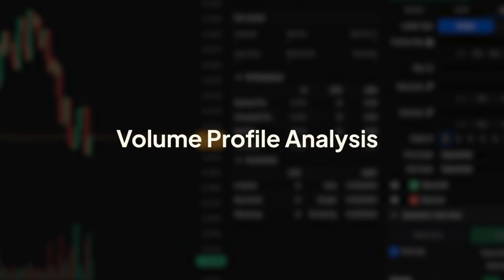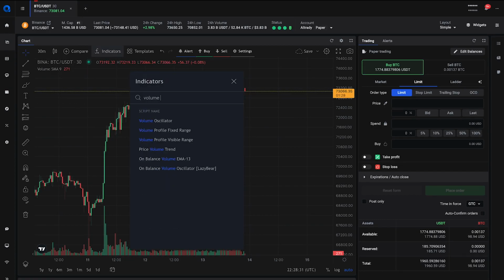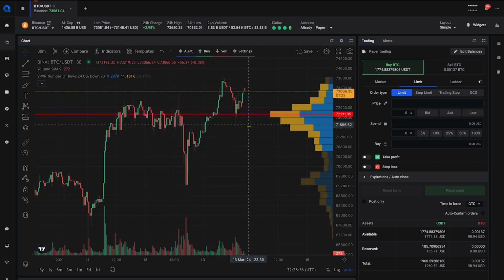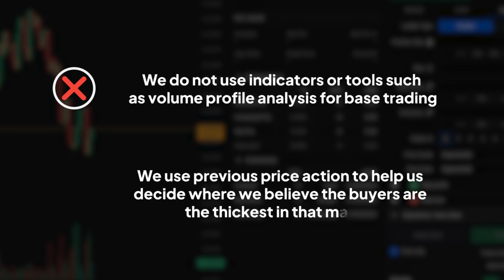Volume profile analysis. Volume profile analysis is a powerful tool for identifying support and resistance levels in traditional methods based on volume traded at different price levels. Areas with significant volume indicate strong levels of support or resistance as they represent areas where many buyers or sellers are active. We do not use indicators or tools such as volume profile analysis for base trading. Instead, we use previous price action to help us decide where we believe the buyers are the thickest in that market. Don't worry, we will discuss this later.